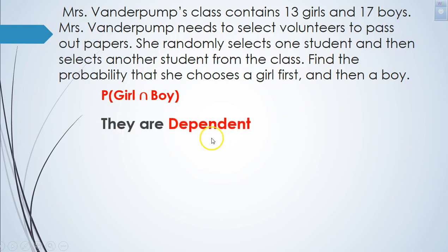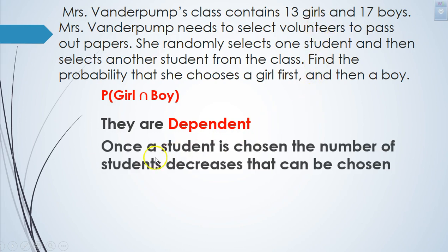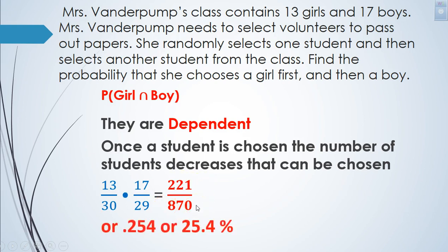So they are dependent. Why? Because once I choose a girl, there's only going to be 29 students left, right? So that's why the number of students is going to decrease. So we're going to do 13 over 30. That's how many girls there were, but there are still 17 boys, right? But there's only 29 students left. So we're going to multiply across the top, and we're going to multiply across the bottom, and we get 221 over 870. And then that would be 0.254 or 25.4%.